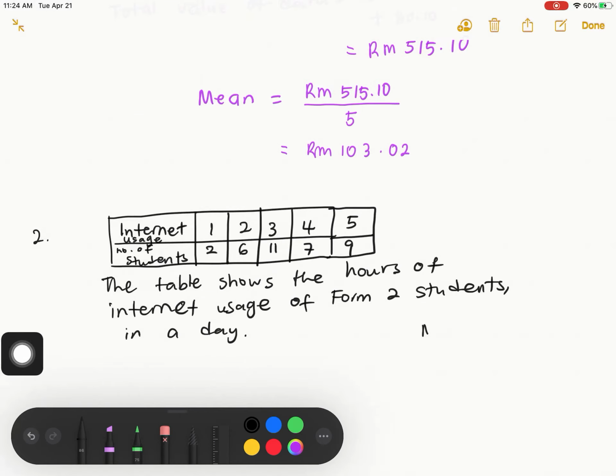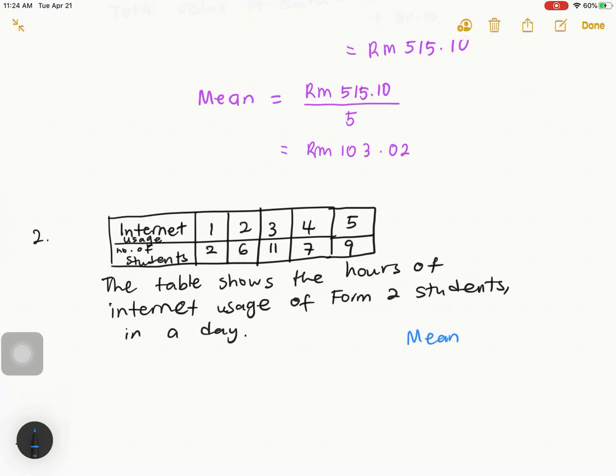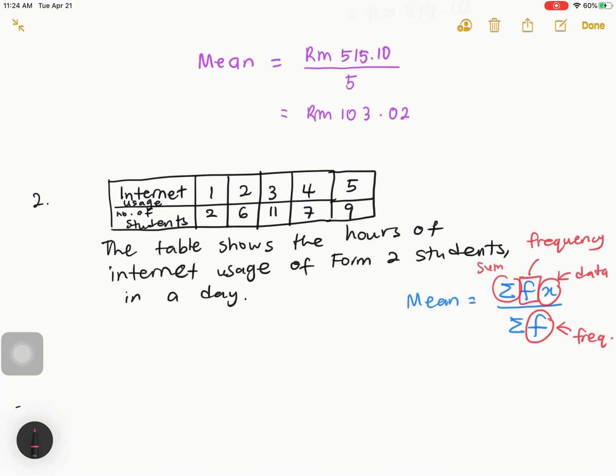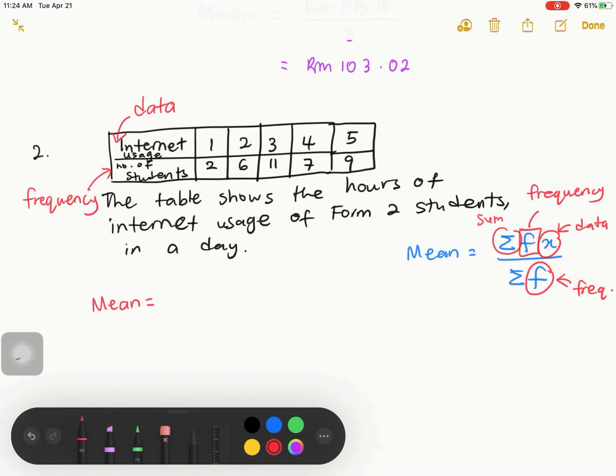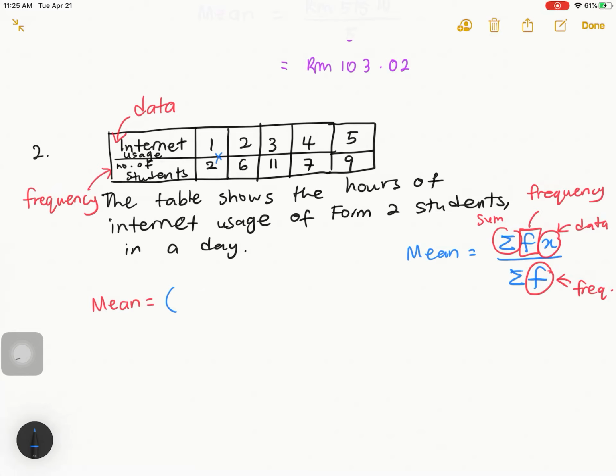Okay, so you have to use this formula. Mean is equals to sum of fx divided by sum of f. I know you know what this is, the symbol for sum. x is the data, and f is the frequency. So if the question said sum of fx, meaning that the number of students will be your frequency, the internet usage will be your data. So what we do is we have to multiply this together.